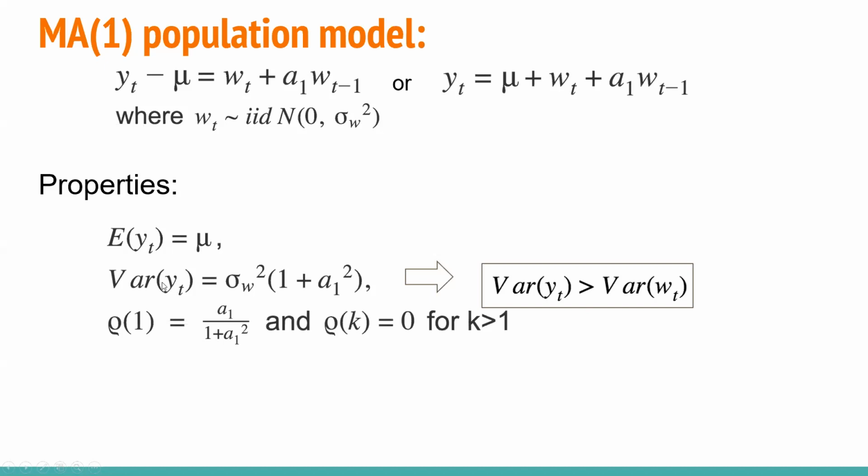And why is it that this is actually going to be greater than this here? It is because this is greater than 1. Because if a1 equals 0, you're actually going to have the variance of y_t equal to the variance of the white noise. But the a1 is not going to be equal to 0. So that was why we said the variance of y_t will be greater than the variance of the white noise.